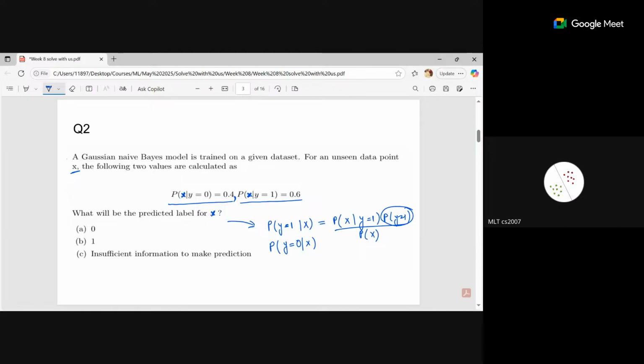So probability X given Y equal to 0 is 0.4 and probability X given Y equal to 1 is 0.6. This is not giving you the predicted label for X. This is giving you, given Y equal to 0, what is the probability of X, and given Y equal to 1, what is the probability of X. But the question asks the other way: given X, what is the probability of 1, and given X, what is the probability of 0? So the answer would be C here.